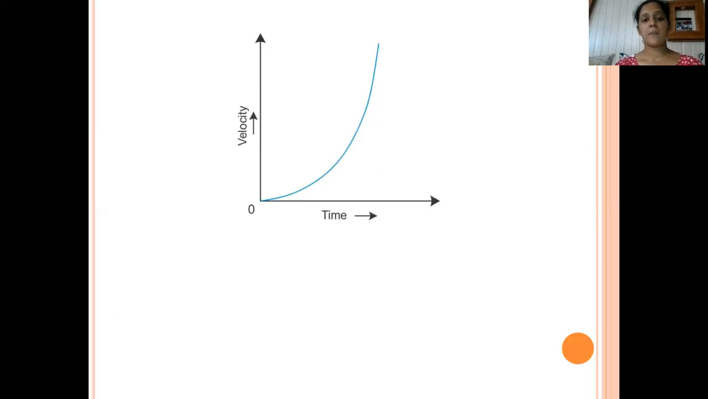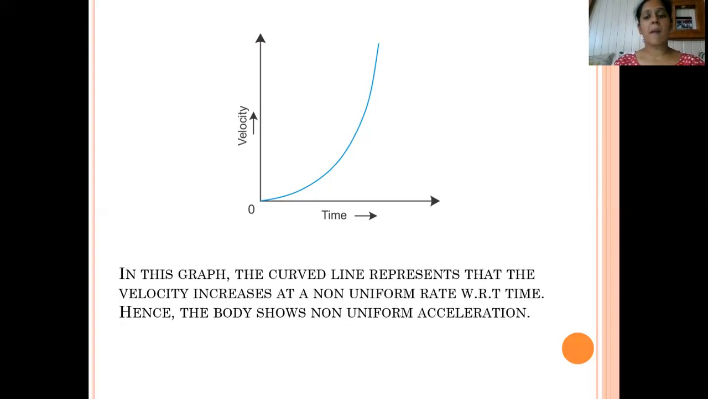Now the next graph. This is a velocity time graph where the velocity is increasing, but the curved line represents that the increase is not uniform, but it is increasing at a non-uniform rate. So this kind of motion is non-uniform acceleration. So in this graph, the curved line represents that the velocity increases at a non-uniform rate with respect to time. Hence, the body shows non-uniform acceleration.